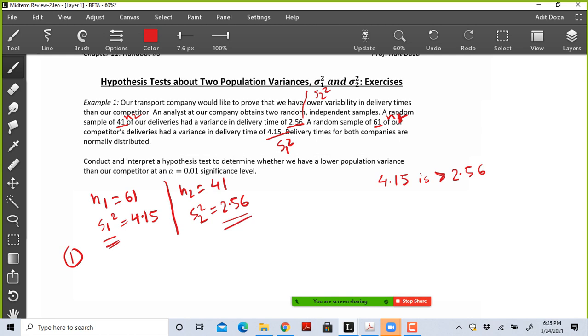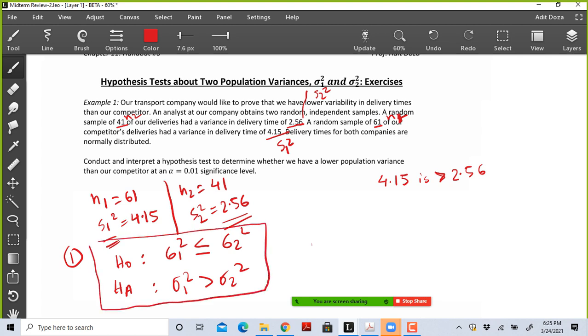So if we have a lower variance, it means they have a greater variance than us. So the alternative hypothesis would be the competitor is bigger than us. Make sense? Because competitor is population 1, we are population 2. So if we have a lower population variance, that means they are bigger than us. So that's the alternative hypothesis. And the null hypothesis would be the opposite with an equal to sign. Okay, so this is how you set up the hypothesis test. Okay, this is the setup.